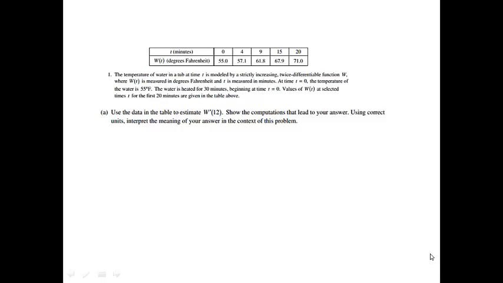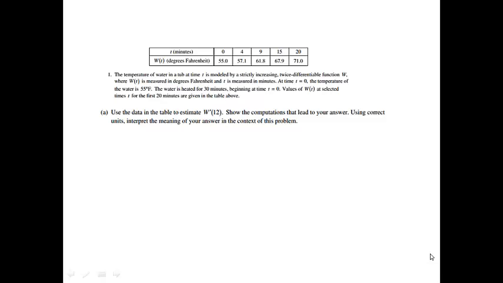Problem 1. The temperature of water in a tub at time t is modeled by a strictly increasing twice differentiable function w, where w of t is measured in degrees Fahrenheit and t is measured in minutes. At time t equals 0, the temperature of the water is 55 degrees Fahrenheit. The water is heated for 30 minutes beginning at time t equals 0. Values of w of t at selected times t for the first 20 minutes are given in the table above.